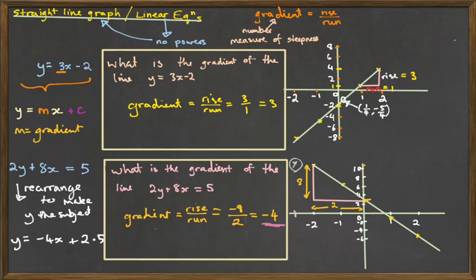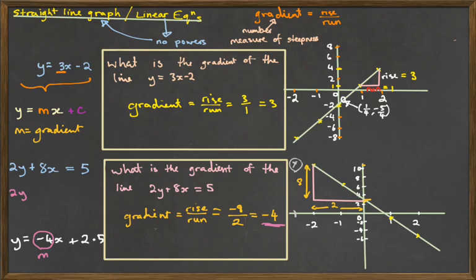So this minus 4, well, you can see it appears in this equation, and now this equation is of the form y equals mx plus c. We wouldn't have known that if we were just looking at this equation here. If we were looking at that equation, 2y plus 8x equals 5, we wouldn't know the gradient. We would have to rearrange it into the form.